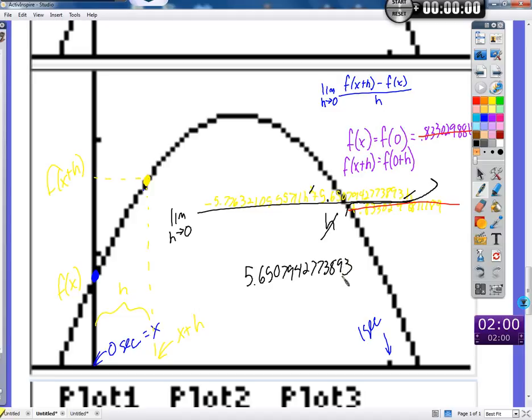What is this number? What's the significance of this number? It is the limit as h approaches 0 of this thing. It's the slope at this point. And what does that mean in real life? It's the velocity. It's the velocity of the, well, backpack. So the backpack at that very second, at the initial time, at 0 seconds, is going 5.65 whatever meters per second.